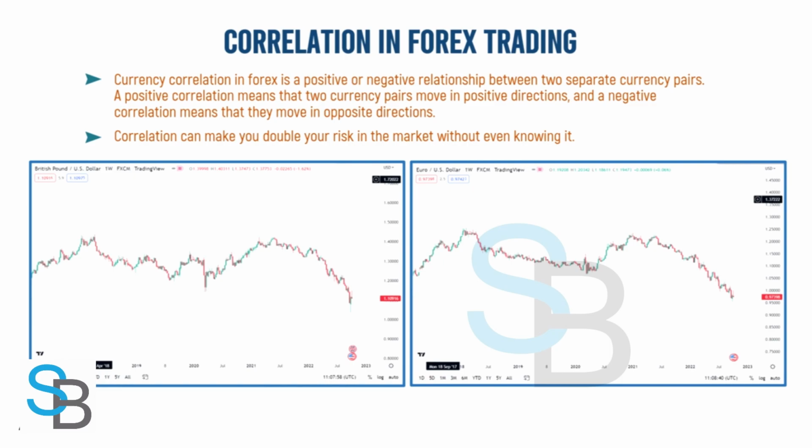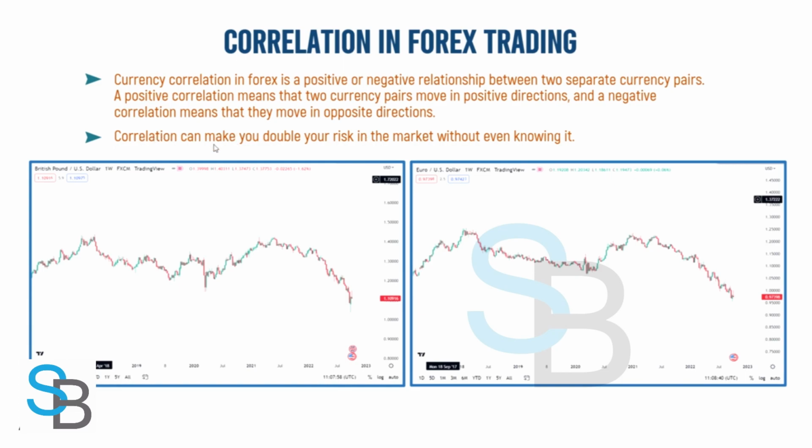So what is correlation? Correlation in Forex is a positive or negative relationship between two separate currency pairs. A positive correlation means that two currency pairs move in the same direction. And a negative correlation means that they move in opposite directions.